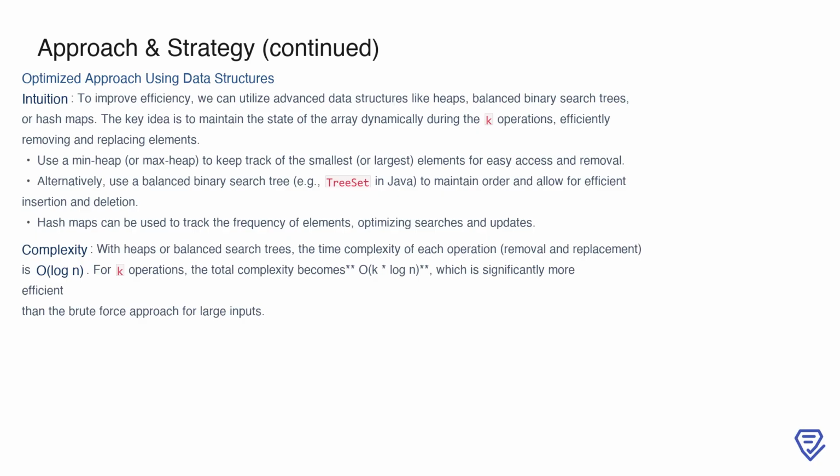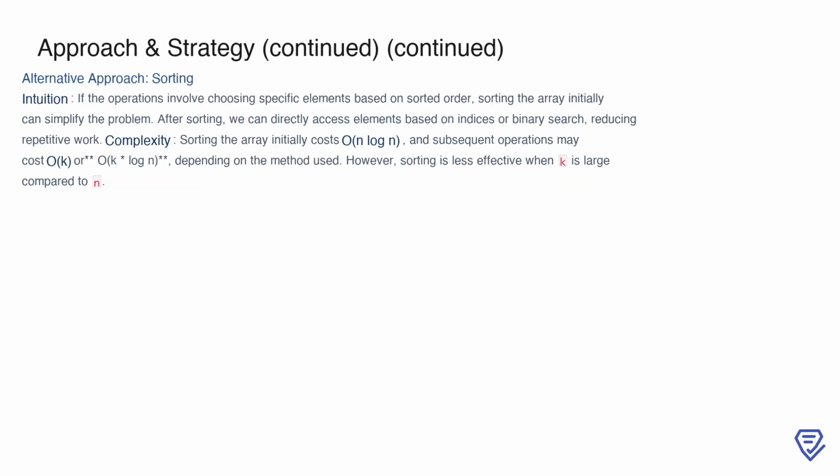Hash maps can also be utilized to track element frequencies, simplifying updates and searches. With these data structures, each operation has a time complexity of O(log n), leading to an overall complexity of O(k * log n). This is a significant improvement compared to the brute force approach, especially for larger inputs.